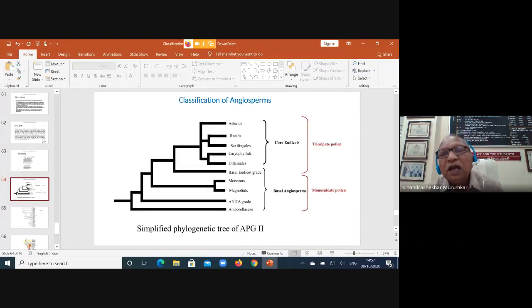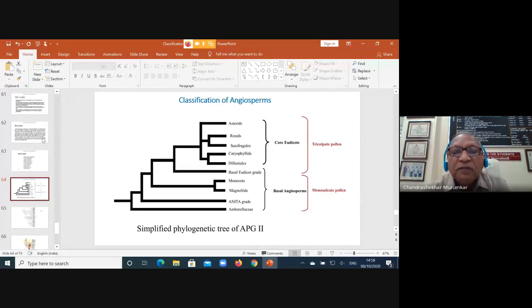Now, here you have to see from the right side. On the right side in red color, it is written: tricolpate pollen grains and monosulcate pollen grains. Tricolpate pollen grains belong to the core eudicots, that is, the dicot group, whereas monosulcate pollen grains, which contain a single suture, belong to the basal dicots. In this APG classification system, nowhere will you find a separation as dicot and monocot. All the angiosperms are treated as an independent group of flowering plants.